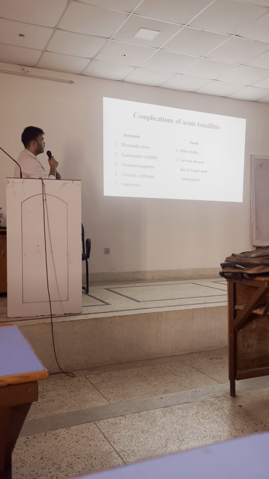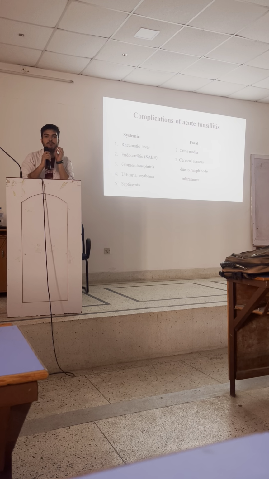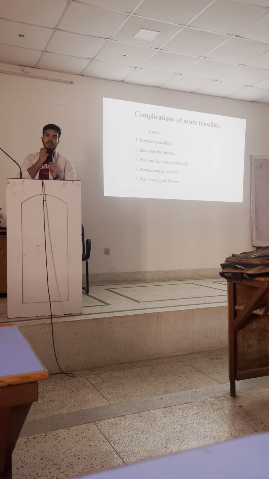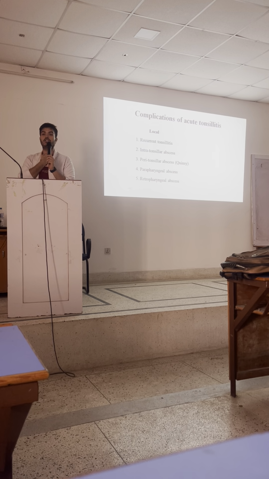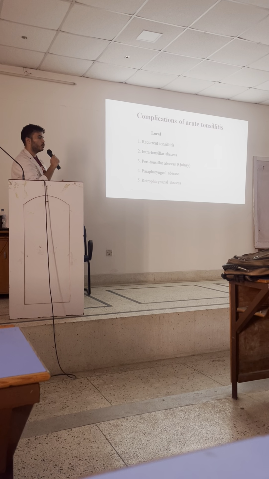Second, it can be a cervical abscess. I told you the jugulodigastric lymph nodes may be involved, because of which that can lead to a cervical abscess. So let's revise. Local complications are peritonsillar abscess, parapharyngeal abscess, retropharyngeal abscess. It can lead to surrounding infections, laryngitis, pharyngitis. It can lead to quinsy.